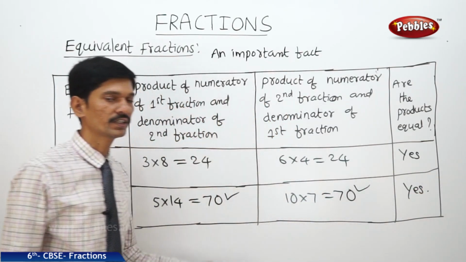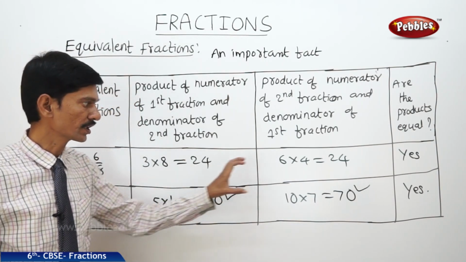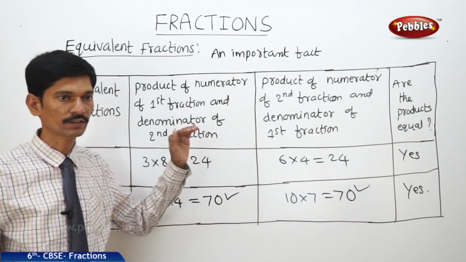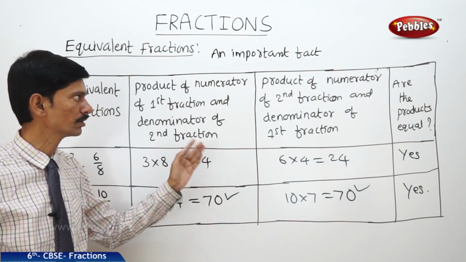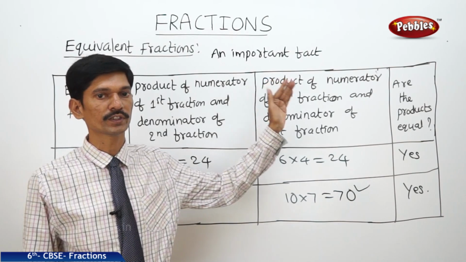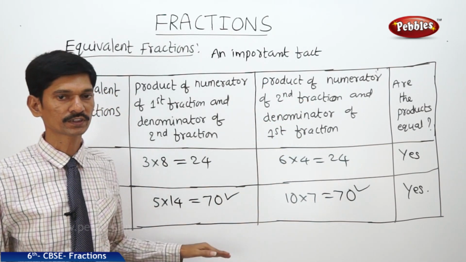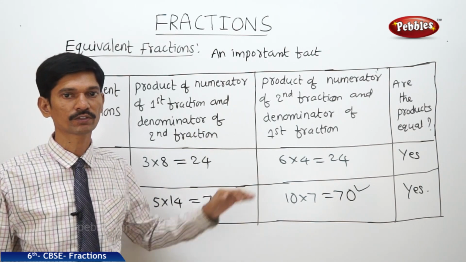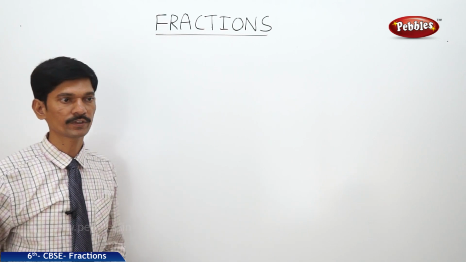So if you take any two equivalent fractions, then these two products are equal. Means the product of the numerator of the first fraction and the denominator of the second fraction is equal to the product of the numerator of the second fraction and the denominator of the first fraction. So this can be observed for any two equivalent fractions. Now let us see the next topic, simplest form of a fraction.